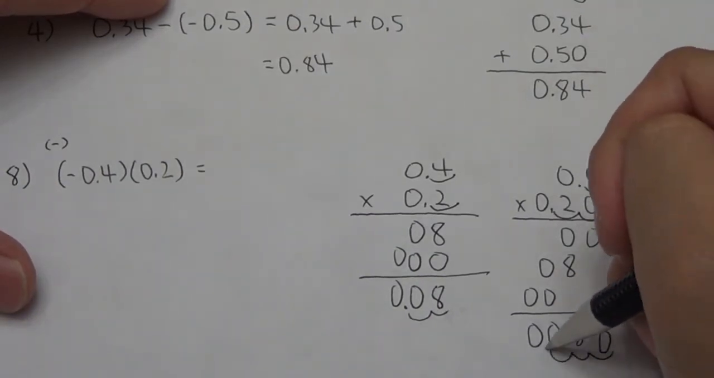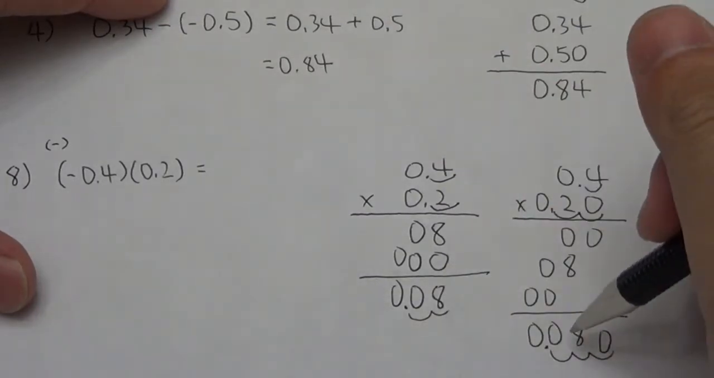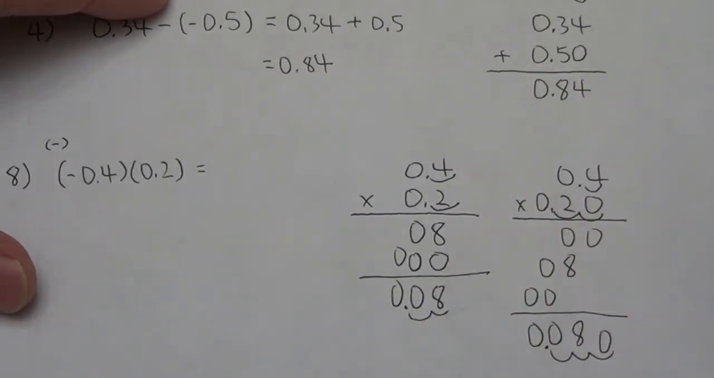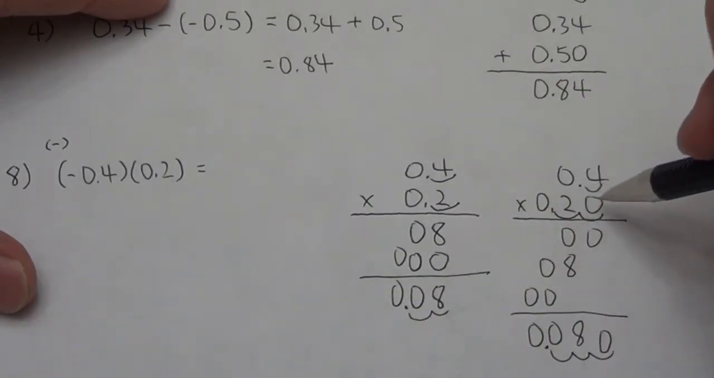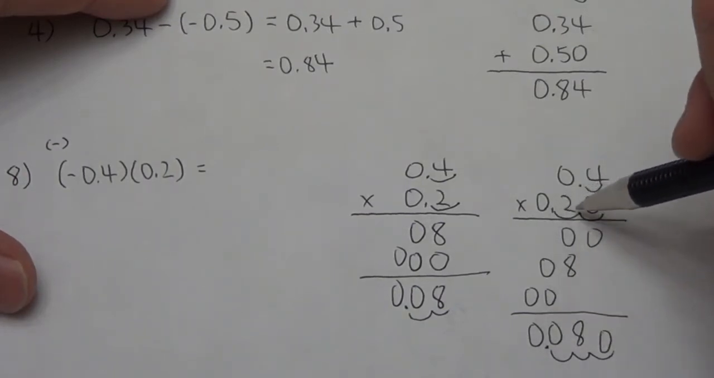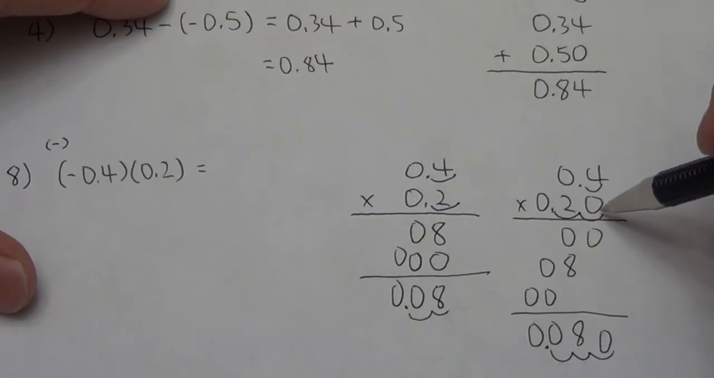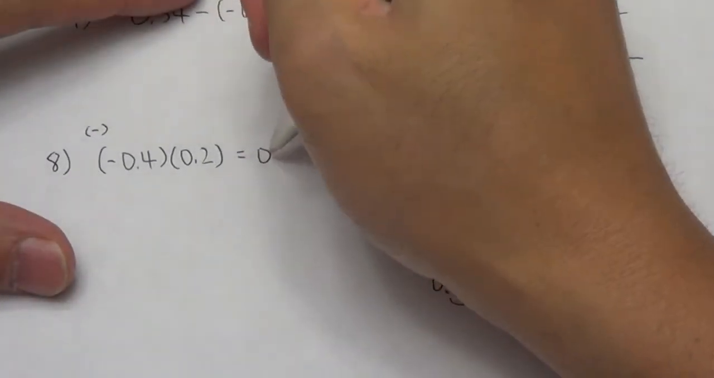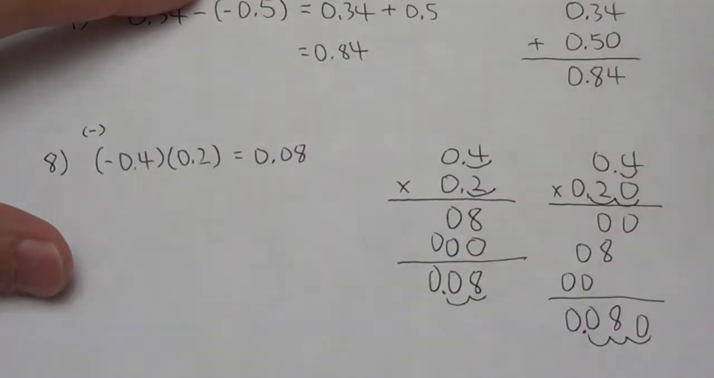1, 2, 3. I get the same answer, 0.08. So for some reason, if it doesn't line up, as long as you work it out properly and take into account that extra space there, the answer will work itself out. So the answer is 0.08.